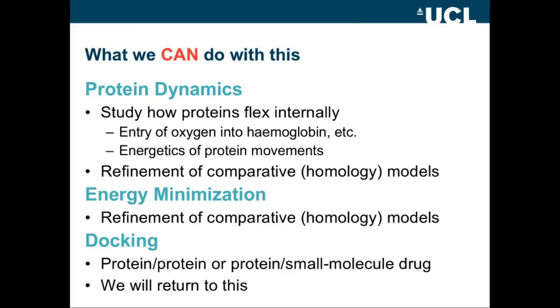So what we can do instead is use search protocols to try and work out how proteins might interact with each other or with small molecules, but then we need to score each pose, as it's known, each orientation of the two molecules coming together, and we can use these sorts of potentials for doing that. We will return briefly to this a little bit later.